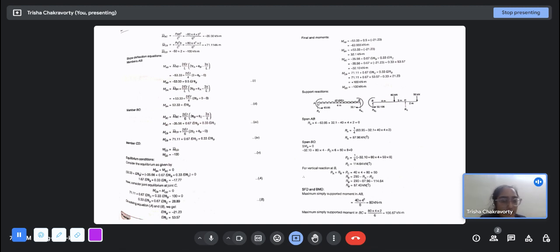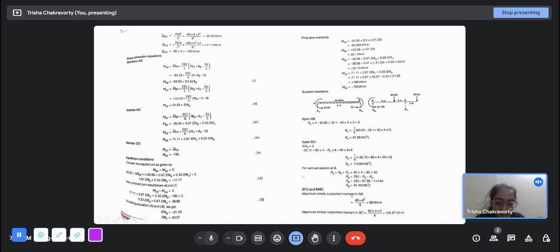And in the other span, we have this one internal moment, and there are applied loads, and there are two support reactions. So we solve RA, RB1, RB2, RC, and now that we have all the loading conditions and reactions, we can easily draw the shear force and bending moment diagram.